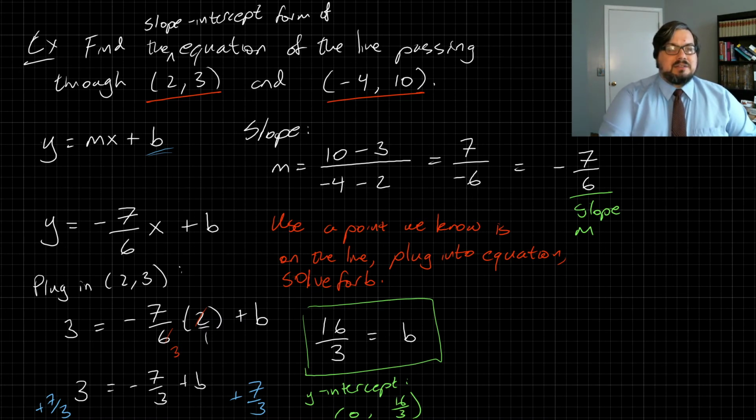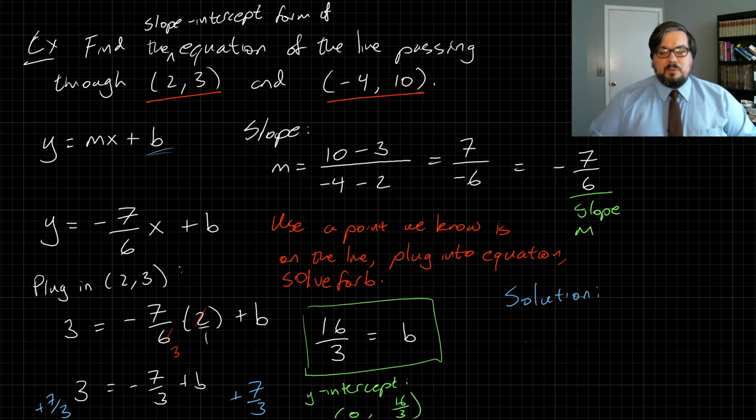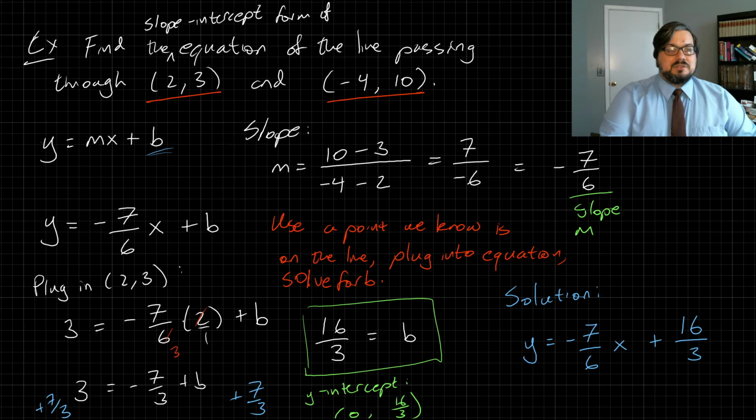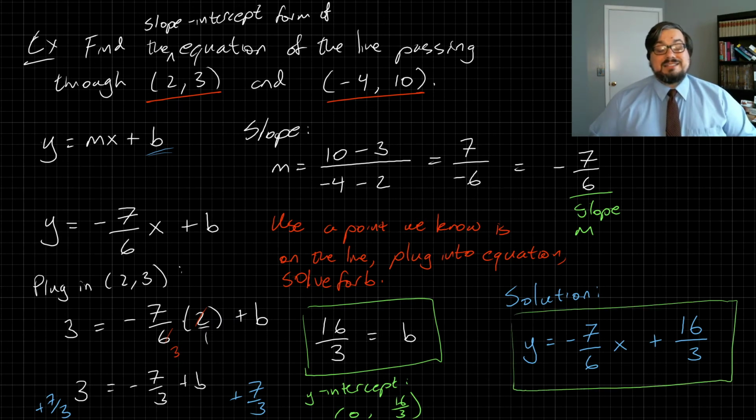So for our final answer, we have that y is equal to mx plus b. M is the slope, we figured that out: negative 7/6 times x, plus b, the y-coordinate of the y-intercept, which is 16/3. So this is the equation of the line that passes through the points (2, 3) and (-4, 10).